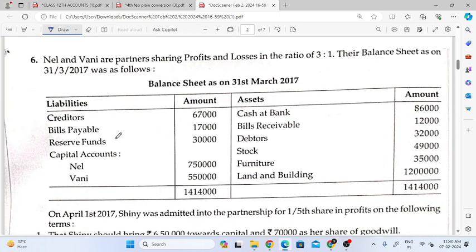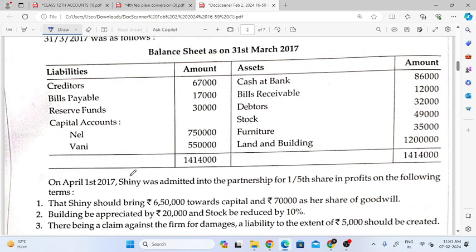So now question number 6. Neil and Vani are partners sharing profit and losses in the ratio of 3:2. So Neil and Vani's ratio is 3:2. Their balance sheet as on 31st March 2017 was as follows. So this is the balance sheet they have given.